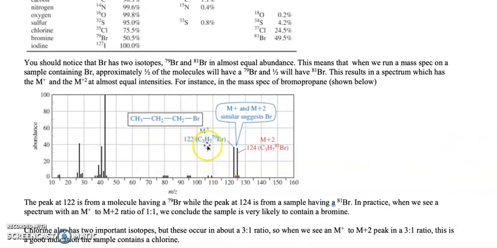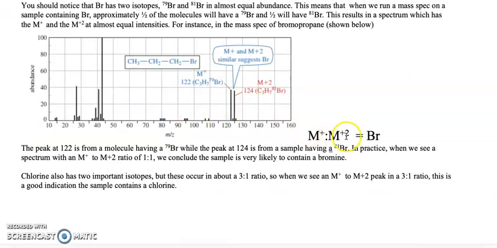Notice that the M+ peak, the molecular ion, is 122. We've got a very small M+1 peak, and then we've got an M+2 peak at about the same size. What that means is it's strongly suggesting we have a bromine. When M and M+2 are the same size, that means bromine. So when I see the M+ and the M+2 in a 1-to-1 ratio, that tells me my molecule has bromine.